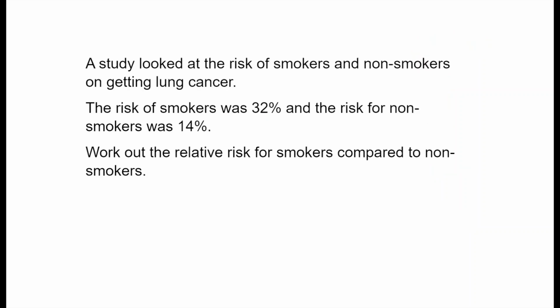So if we look at an example, a study looked at the risk of smokers and non-smokers on getting lung cancer. The risk of smokers was 32%, so that is 0.32 as a decimal. And the risk for non-smokers was 14%, so 0.14 as a decimal. Work out the relative risk of smokers compared to non-smokers.